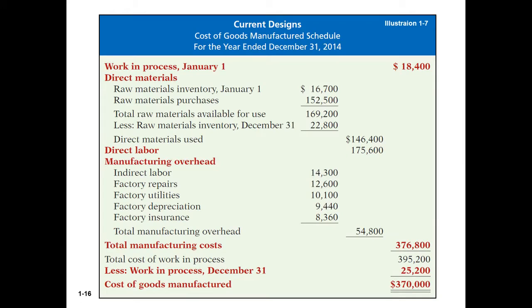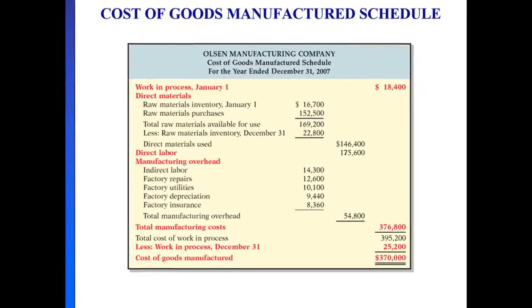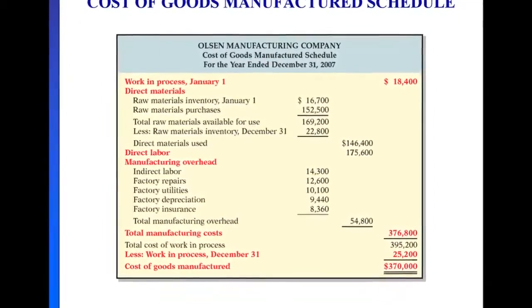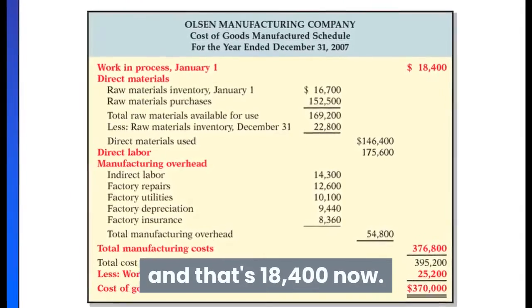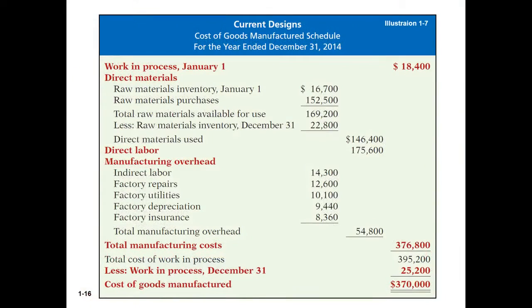A cost of goods manufactured statement looks like this. It's for the year ended December 31st. It begins with the ending work in process from last year, which becomes the beginning work in process this year, and that's 18,400. To that, we add direct materials, direct labor and manufacturing overhead. In this case, the direct materials we have to determine by looking at the beginning raw material inventory, 16,700.